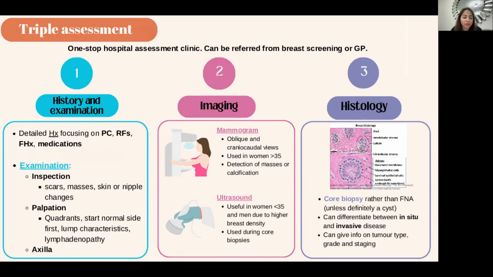And then they're often sent for either a mammogram, depending on their age. So if they're over 35, they will have a mammogram, and if they're under 35, then they'll have an ultrasound scan. And then they can take core biopsies, just to send off the samples to the lab and see definitively what the breast lump is made up of, and if there's anything concerning going on there. So it's really a one-stop shop. They'll have the history, imaging, and histology to let them know what it could be.